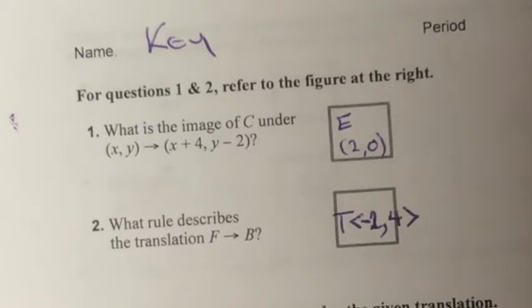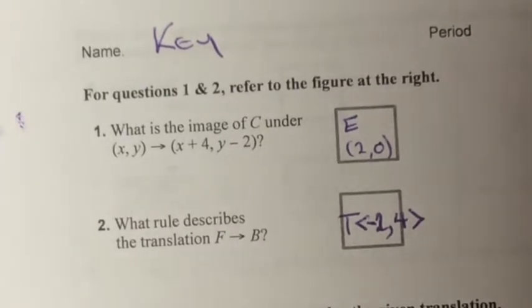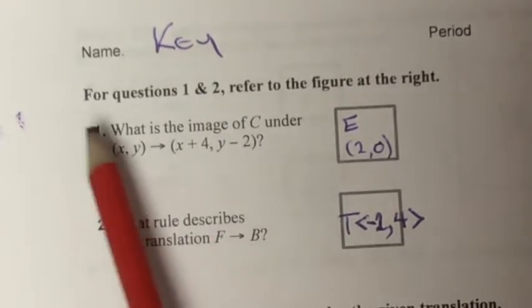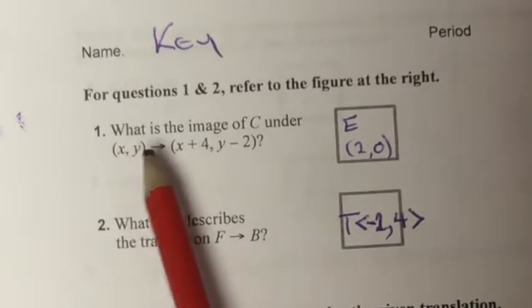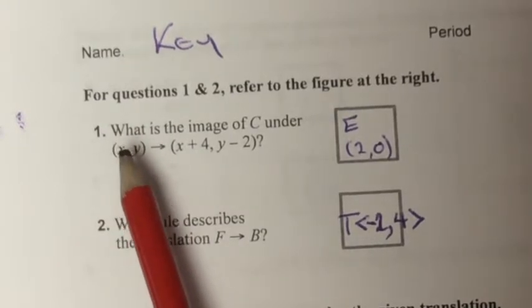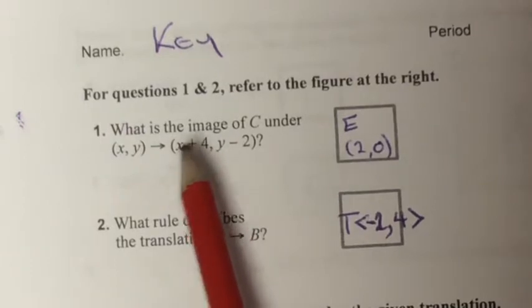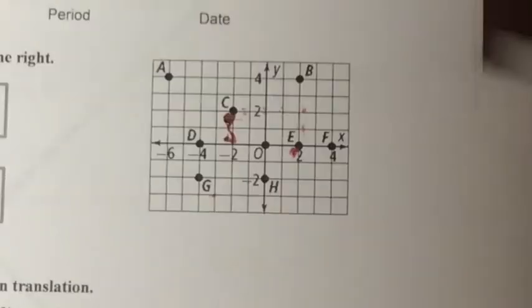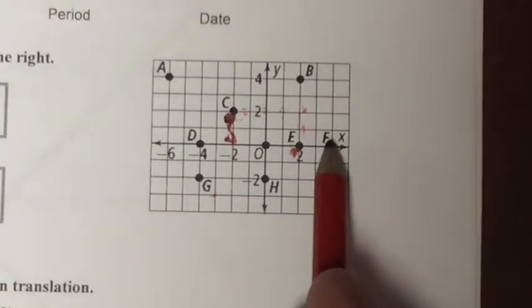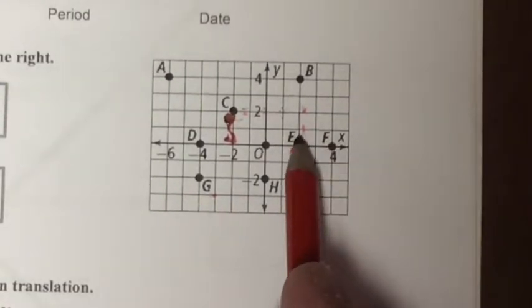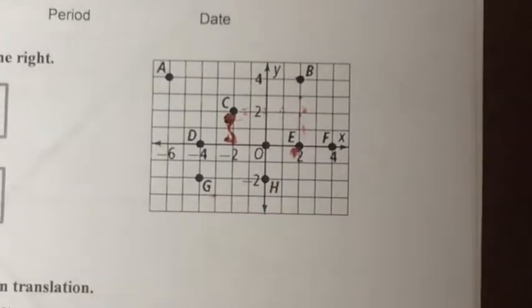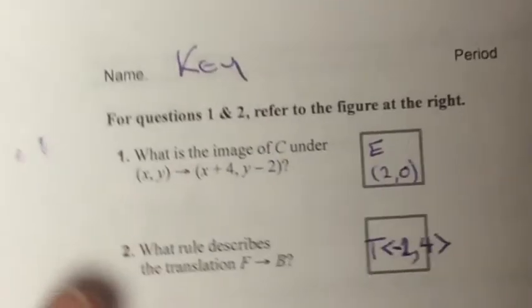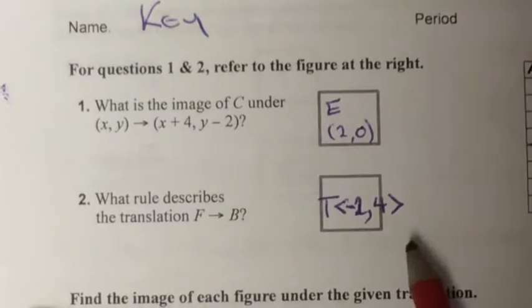Then what rule describes the translation from F to B? This is how we write rules of translations, right? Like this. This is how your book does it. You can also do it this way, which is a mapping, which says every point xy in the pre-image maps to x plus 4 and y minus 2. But that means that F to B, here's F. How does it get to B? It goes 2 to the left and 1, 2, 3, 4 up. So it is negative 2 comma 4.